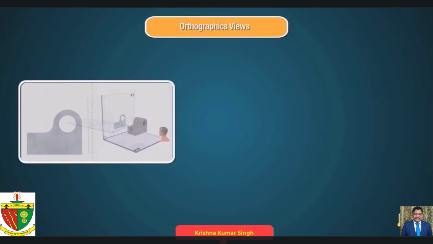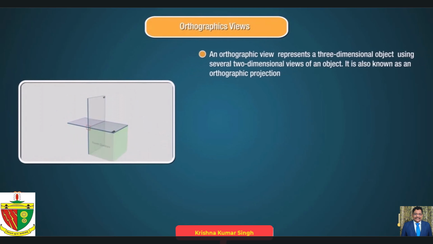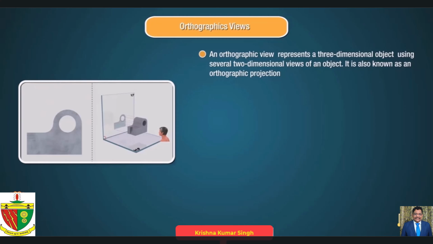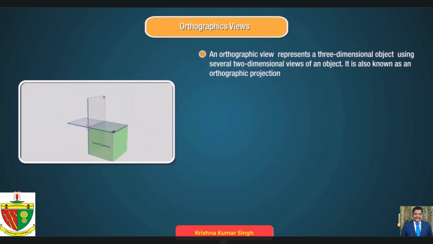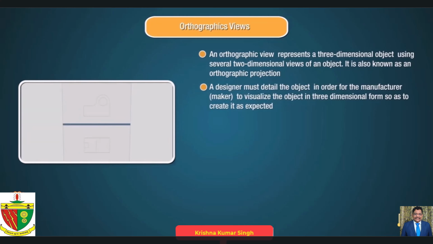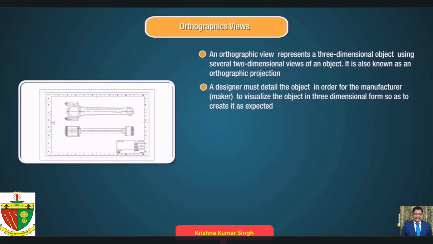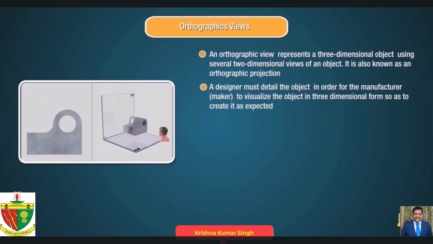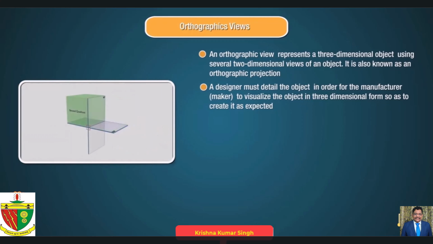Orthographic views. An orthographic view represents a three-dimensional object using several two-dimensional views of an object. It is also known as an orthographic projection. A designer must detail the object in order for the manufacturer or maker to visualize the object in three-dimensional form so as to create it as expected.